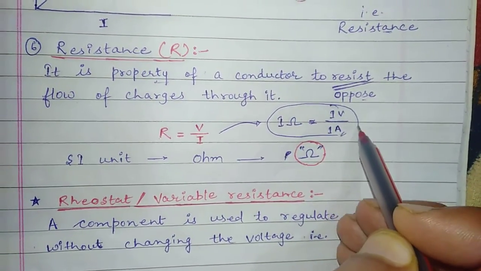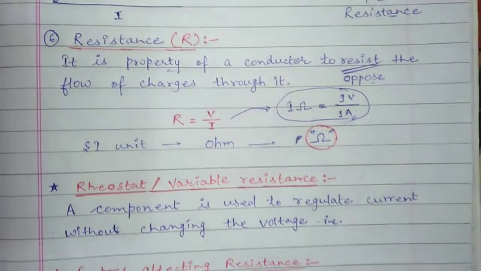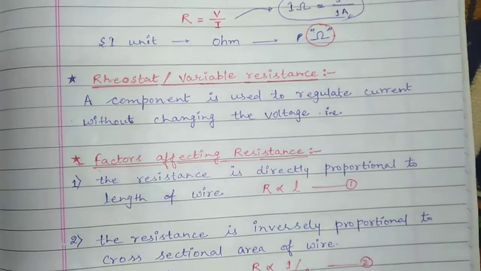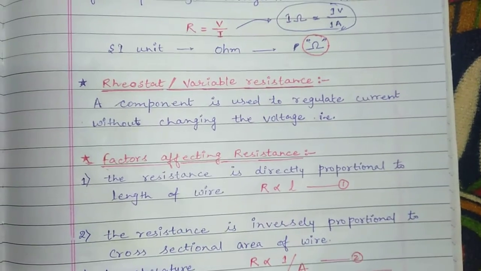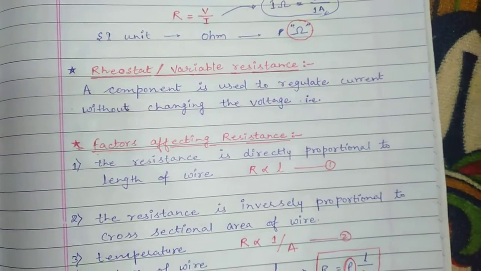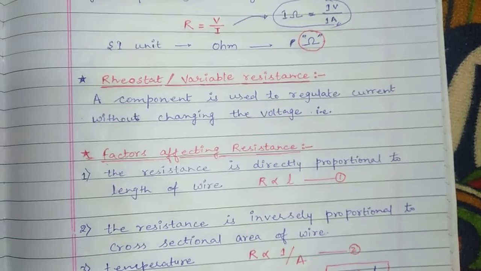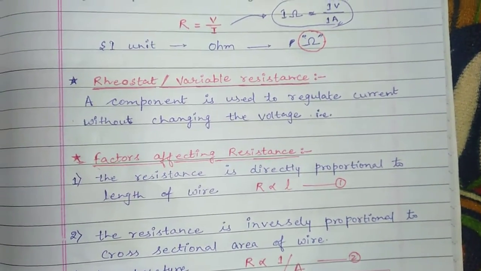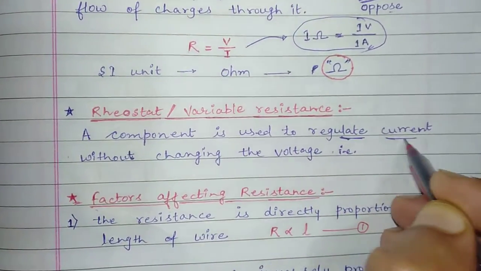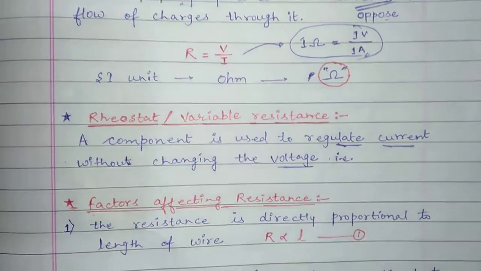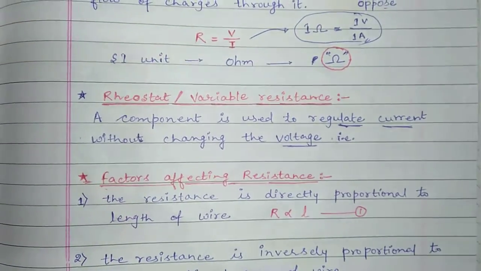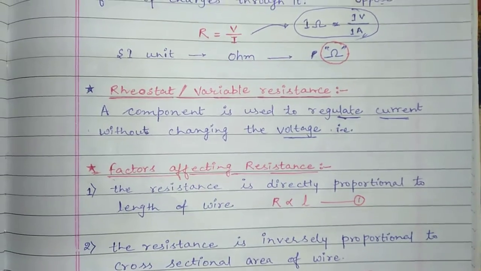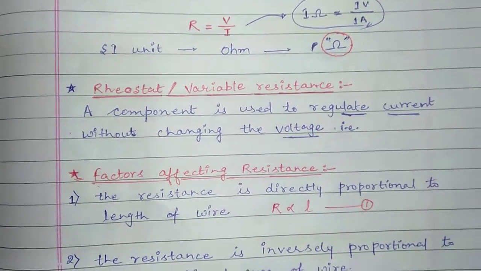If you are not able to write, you can ask us in the comment box, and I will provide it. Then student, here we will discuss the next term: the rheostat and variable resistance. So what is a rheostat? A rheostat is a kind of device which regulates or controls the current without changing the voltage. Mostly this device is used to control the amount of current in a generator.